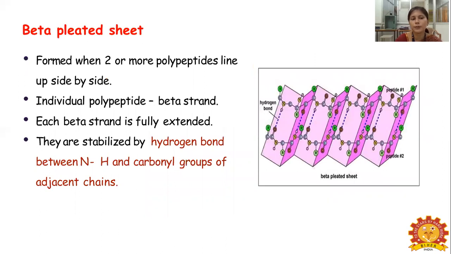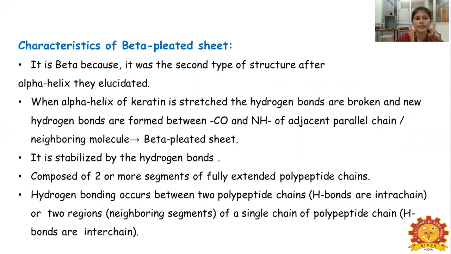Next, we'll talk about the beta pleated sheets. This is the second structure of the secondary structure. It is formed when two or more polypeptides line up side by side. Each individual polypeptide is called a beta strand, and each beta strand is fully extended. They are stabilized by hydrogen bonds between the NH and carboxyl groups of adjacent chains.